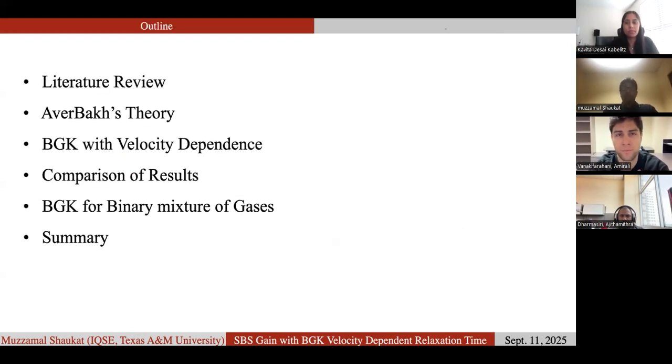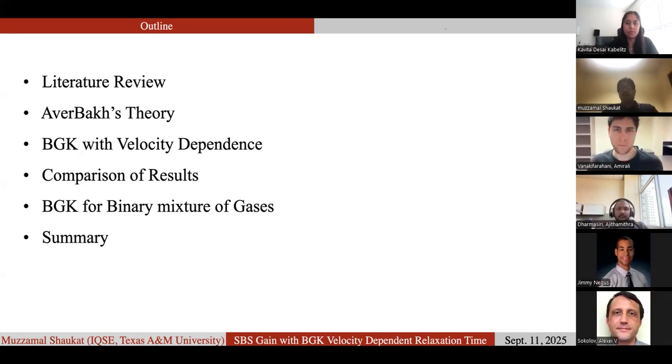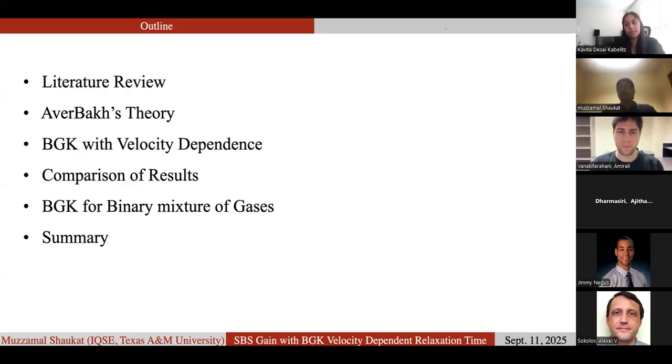First of all, we will discuss briefly what stimulated Brillouin scattering is and what the collision terms look like in the BGK model, which is very important, after reviewing some literature briefly. Then we will discuss in detail what methodology was used by Everbach to obtain the stimulated Brillouin scattering gain. Then we will see what changes we have made to enhance that gain. After that, we will see the very interesting results of theoretical comparison and some comparison with the experiments done by Kavita and Stephen, especially from University of Illinois.